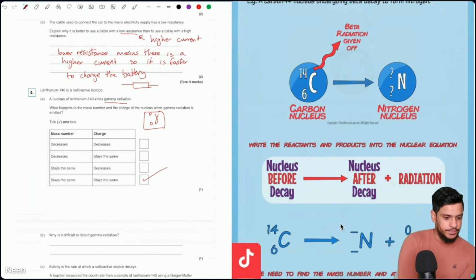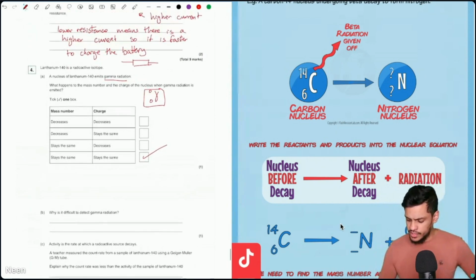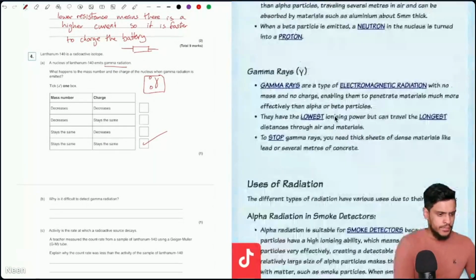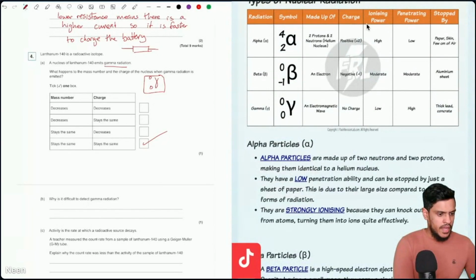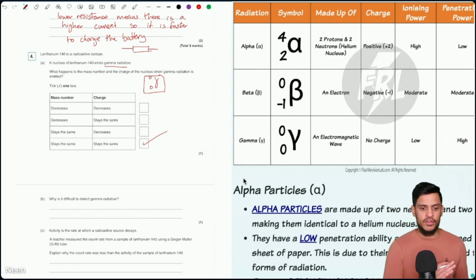Next question. Why is it difficult to detect gamma radiation? This is a tricky one, but it's to do with that table I showed you earlier. It's all about ionizing power. All of them are ionizing, but the one that's the most ionizing is alpha. Gamma is the least ionizing. Ionizing basically means it knocks off electrons from the atoms and turns them into ions. Alpha is very good at knocking off electrons.